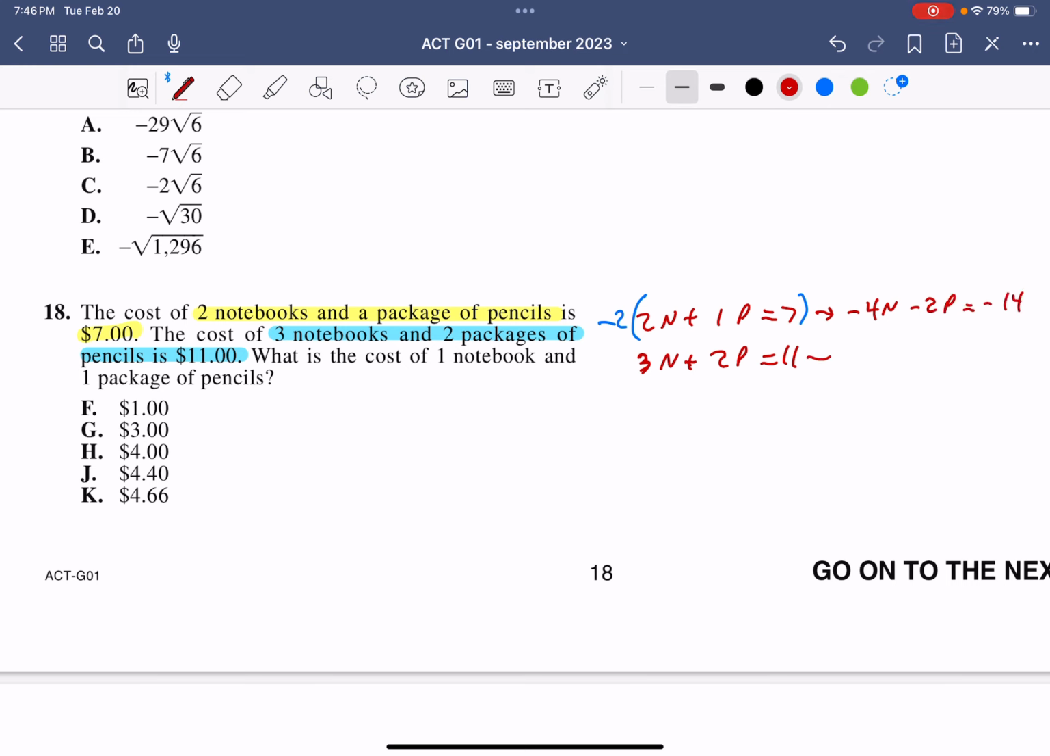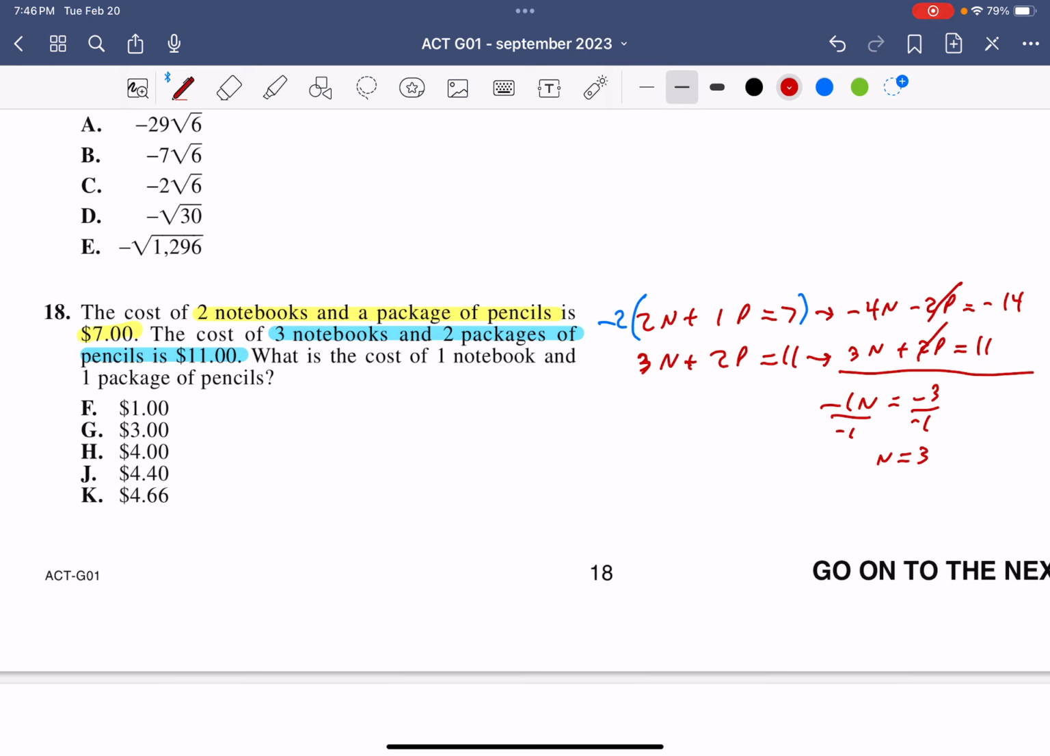On the bottom, I didn't touch that, so I'll just rewrite it to the right. So we have 3N plus 2P, and that is equal to 11. Now when we add them straight down, the -2P and the +2P are going to cancel. And we're going to be left with -1N is equal to -3. And if we divide both sides by -1, N is equal to 3.